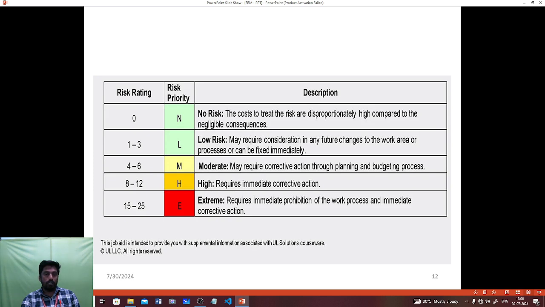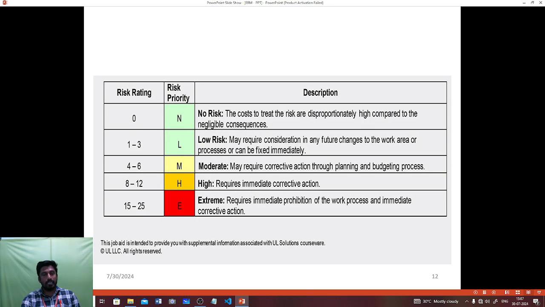It is neutral, that means normal. Here no risk is identified with the letter N. So the cost to treat the risk is high compared to the negligible consequences. So we are rating that 0. Then 1, 2, 3 is a low risk, which may require consideration of future changes to the work area or process, or can be fixed immediately. So it may be the low risk. We denote the rating points 1, 2, 3 with the letter N.